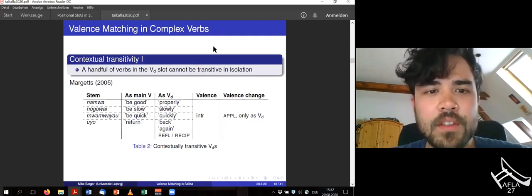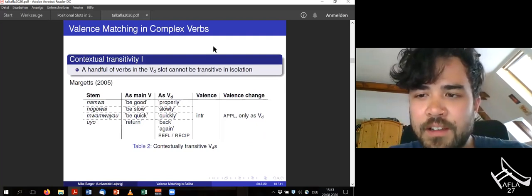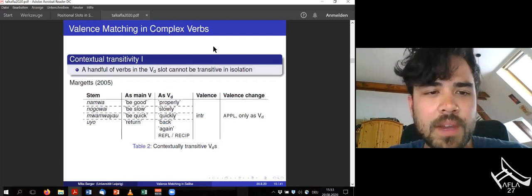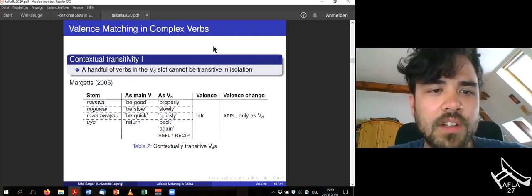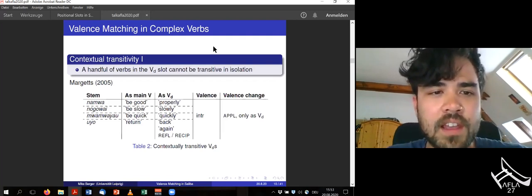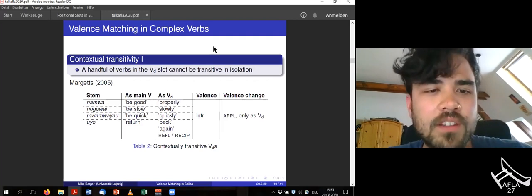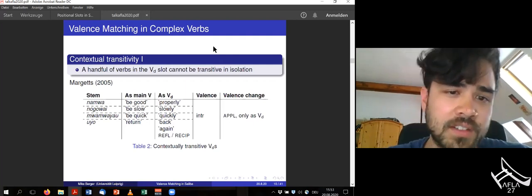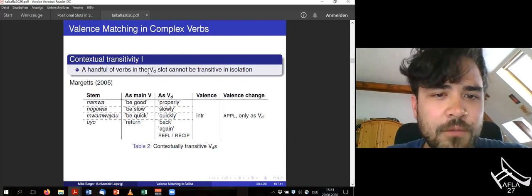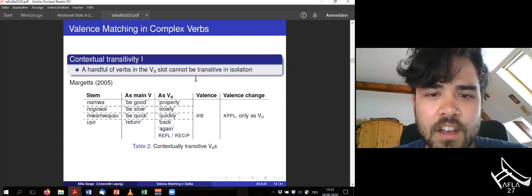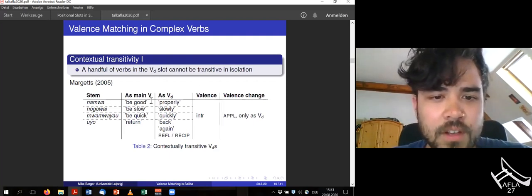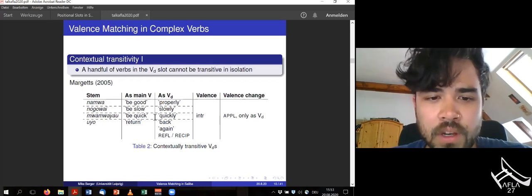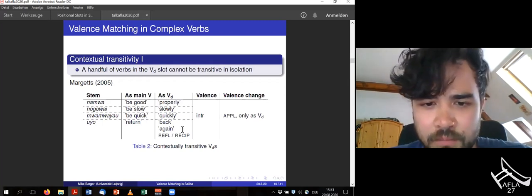Just to give you some context, Saliba is one of my case studies in my dissertation, where I look at voice and transitivity restrictions in complex verbs. And we do find something interesting in these. We find what I call contextual transitivity. A handful of verbs in the VD slot cannot be transitive in isolation. For example, be good, be slow, be quick, or return, which has a variety of meanings.